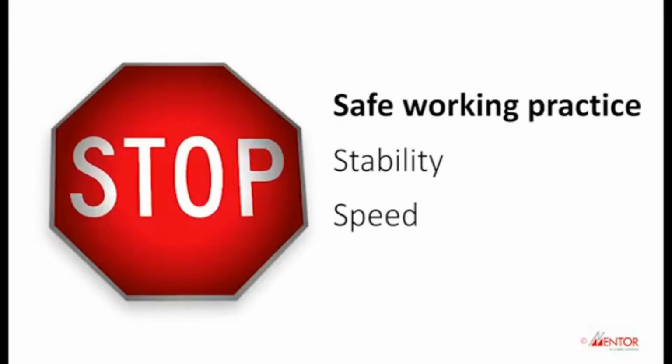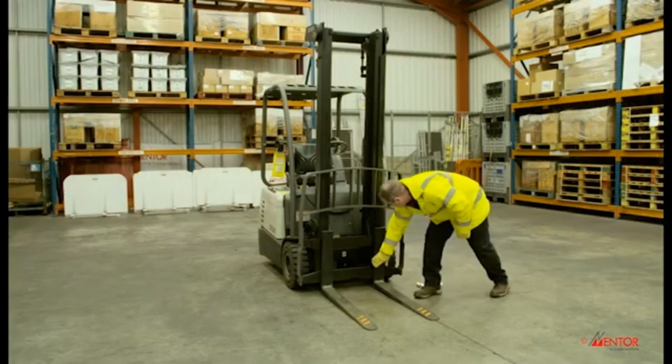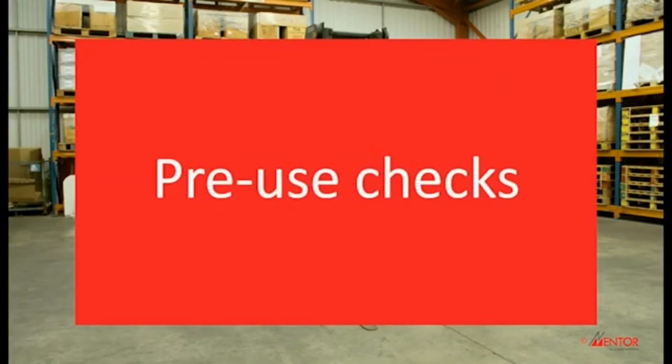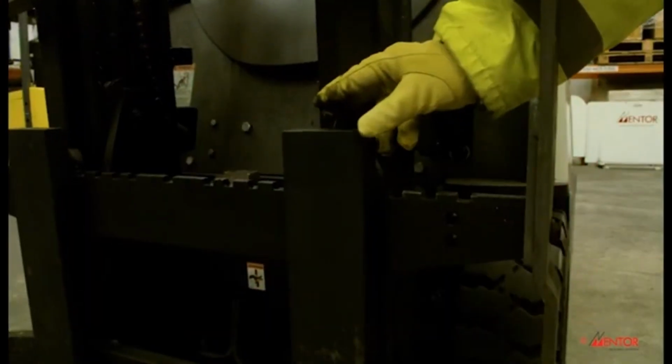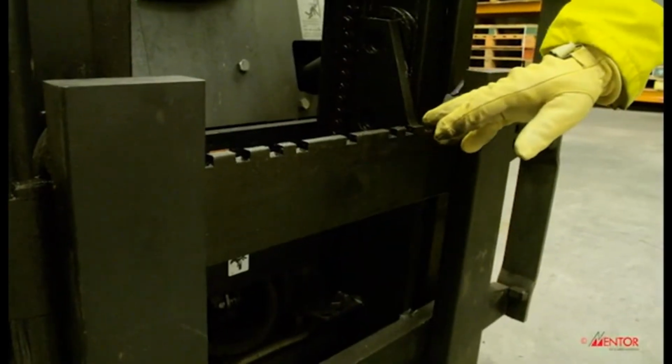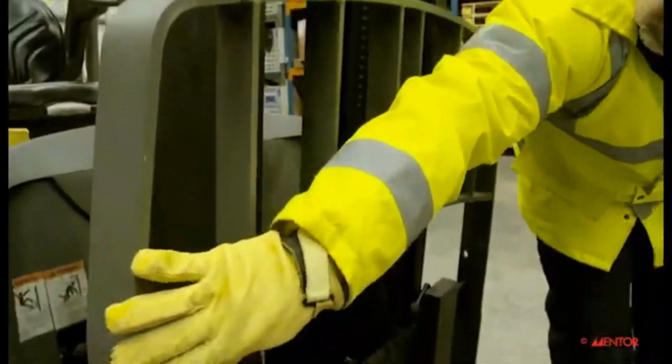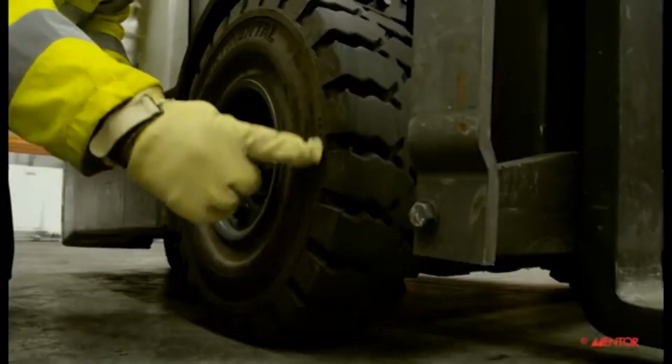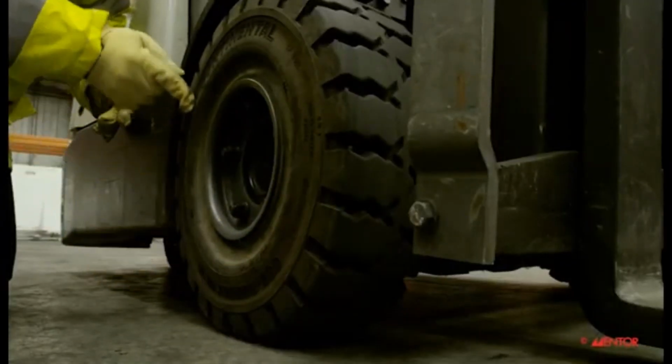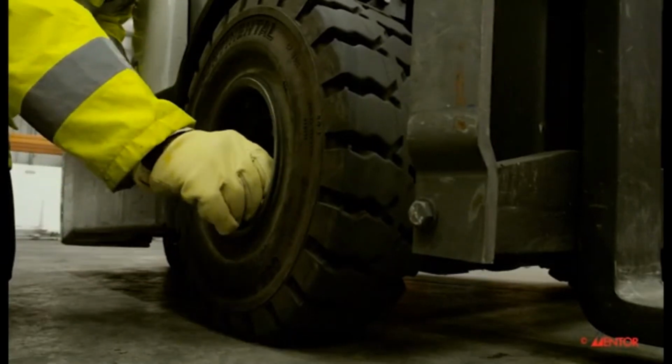The third element under safe working practice is operating area. At the start of each shift, you should always carry out a series of pre-use checks on your lift truck. This complies with the law and also ensures that your equipment remains safe to operate. Any problems should be reported immediately to your manager, and any faulty equipment should not be used until repaired.